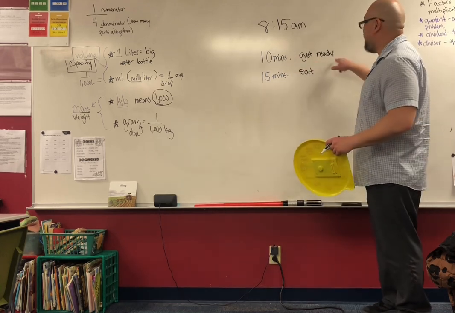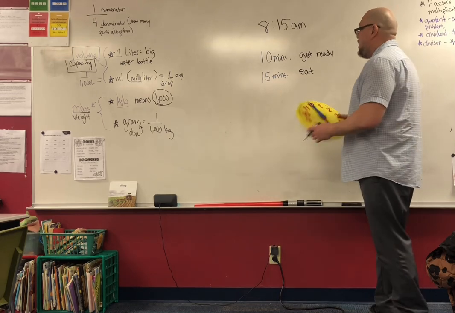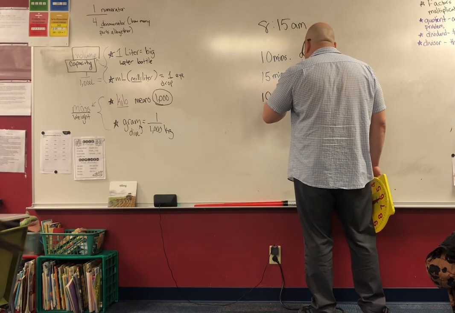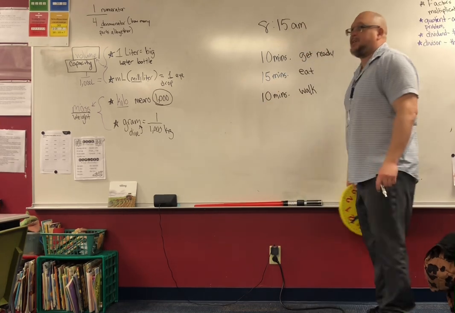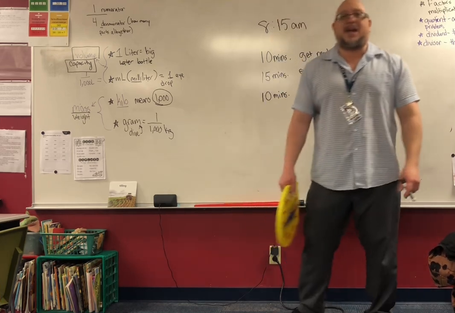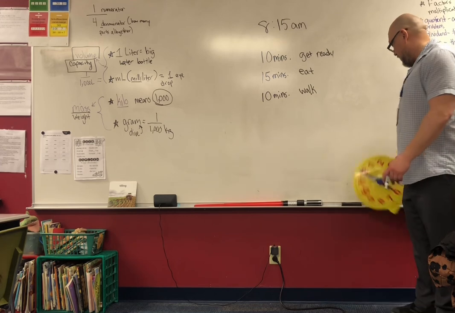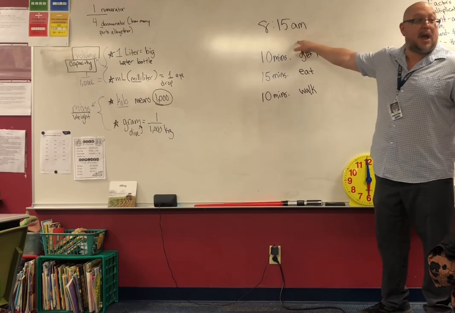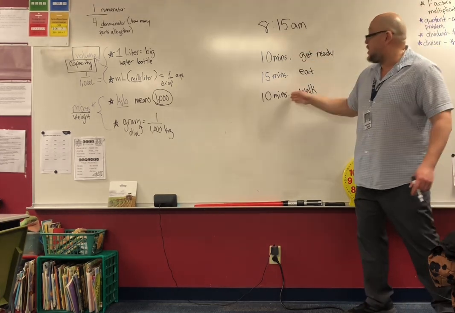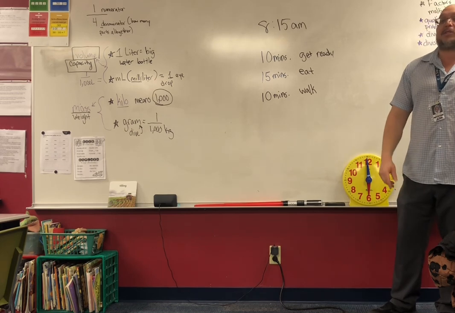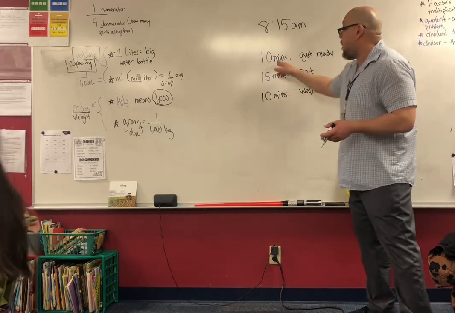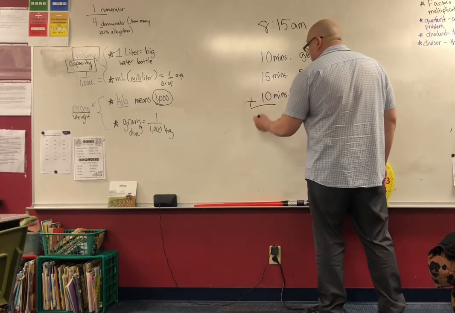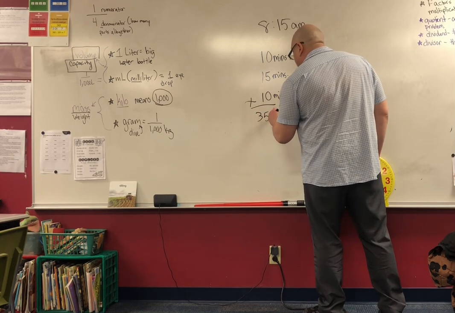Okay, so 10 minutes to get ready, 15 minutes to eat, and let's say another 10 minutes to walk to the bus stop. Well, maybe it takes you a while because you're skipping over cracks, hopscotching on the ground. All right, 8:15 a.m. is when you have to be picked up. So you have to get all this done before 8:15 a.m. The first step is to add up how much time it takes you to get ready. So 10 plus 15 plus 10 equals 35 minutes.